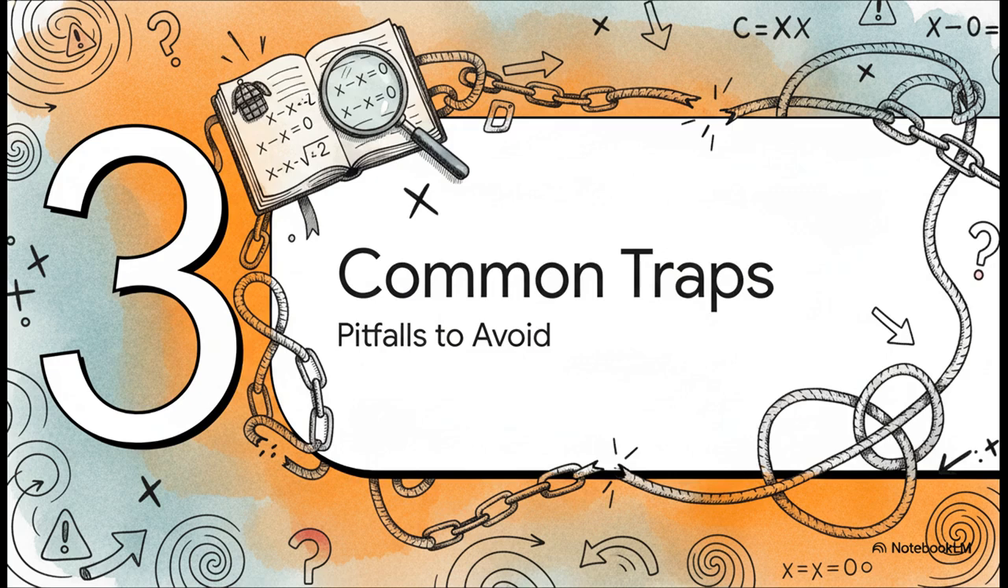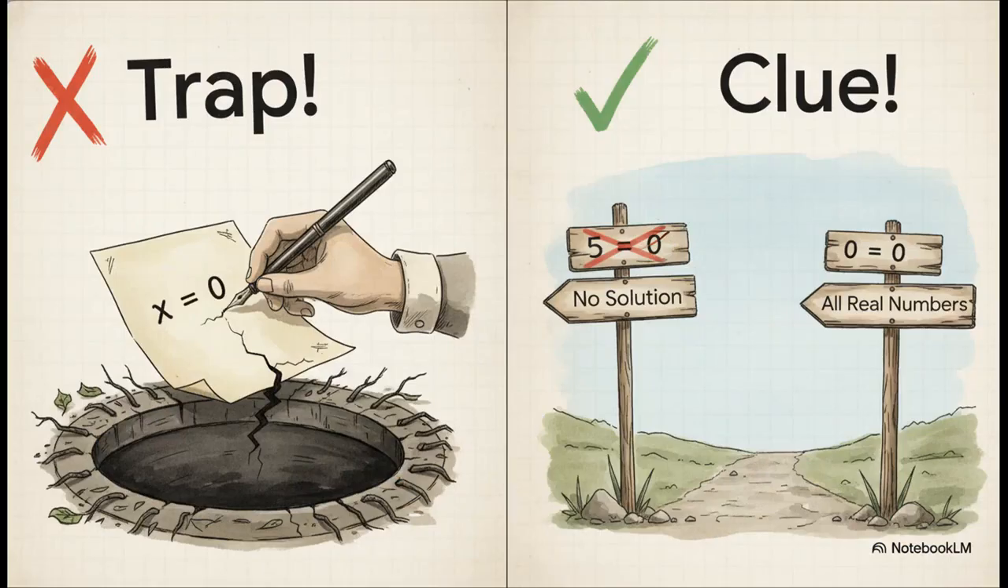Now that you've seen how to spot these special solutions, let's open up the detective's handbook. We need to talk about a couple of common traps that can trip people up. Okay, this is super important. First big trap. When you get a false statement like 5 equals 0, your brain might jump to the conclusion that x equals 0. Nope, don't fall for it. It means no solution. Second trap. Getting a true statement like 0 equals 0. That doesn't mean the answer is nothing or 0. That's your clue. It means the answer is all real numbers.